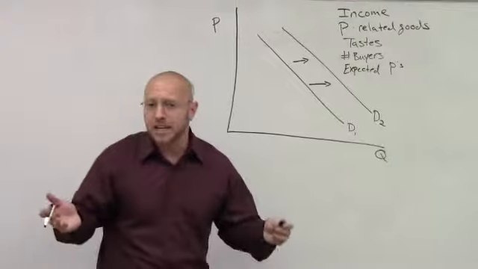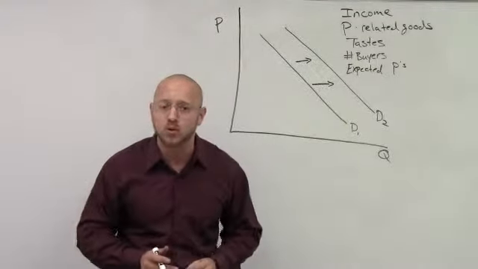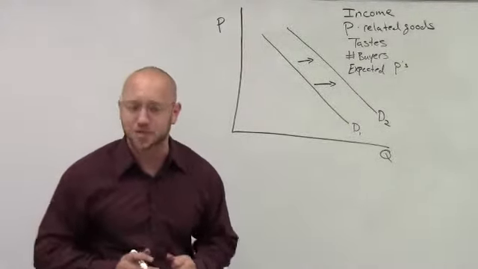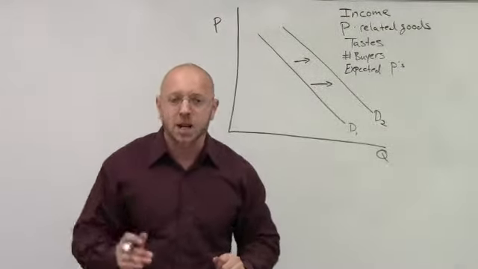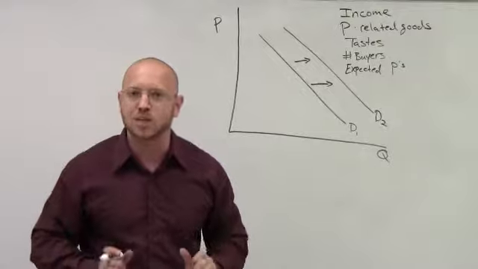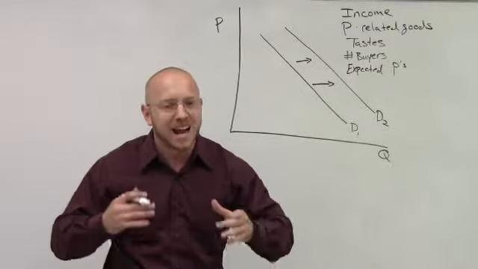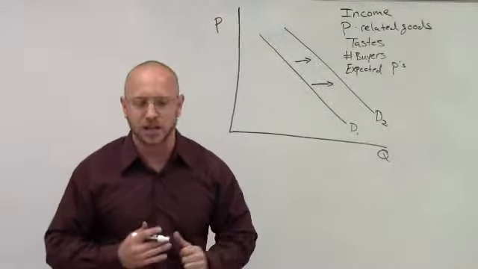Now, let's talk about each one of these in turn and how they would move the demand curve and how we would expect this to happen. Now, income. We're going to have two different types of goods that reflect how income changes demand.